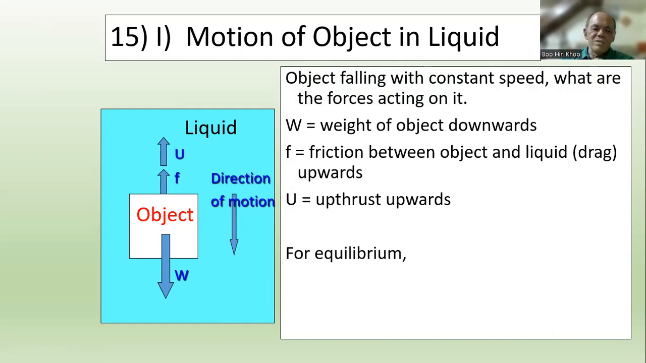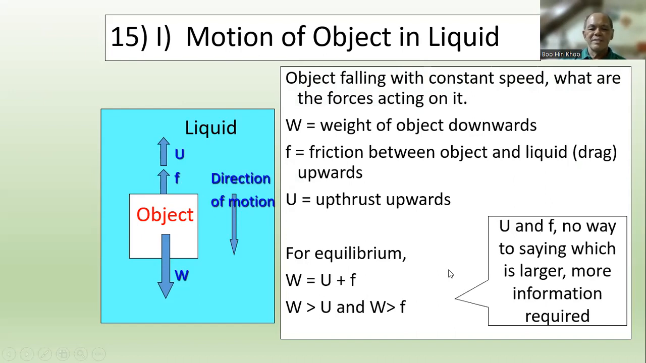So if moving at constant velocity, then it's in equilibrium. W equals U plus F. So we know W is greater than U, W is greater than F. But whether U or F is greater, we don't know unless more information is given. U and F, no way to say which is larger. We need more information.